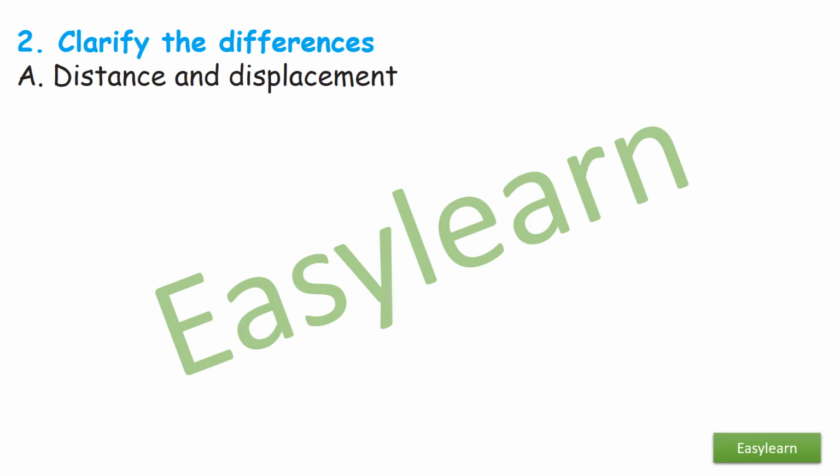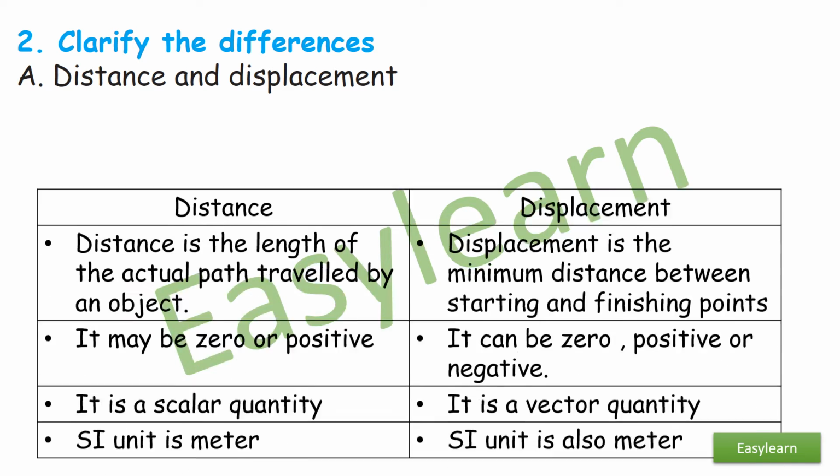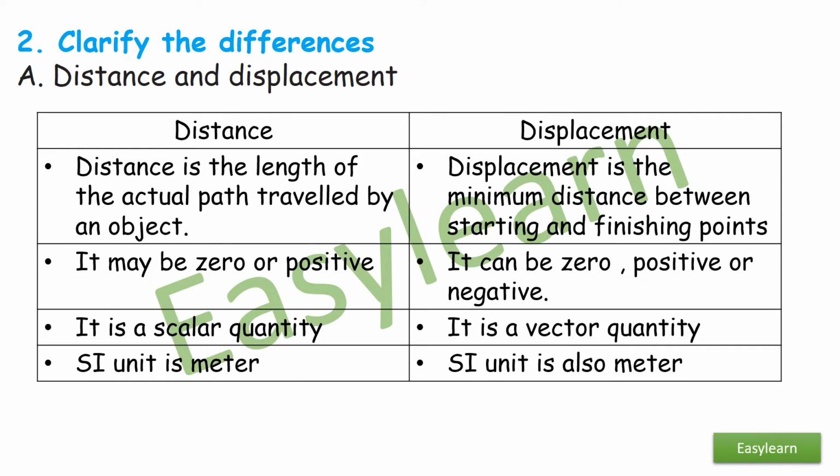Question 2. Clarify the differences. First, distance and displacement. Distance is the length of the actual path traveled by an object. Displacement is the minimum distance between the starting and the finishing points. Distance may be 0 or positive. Displacement can be 0, positive, or negative.